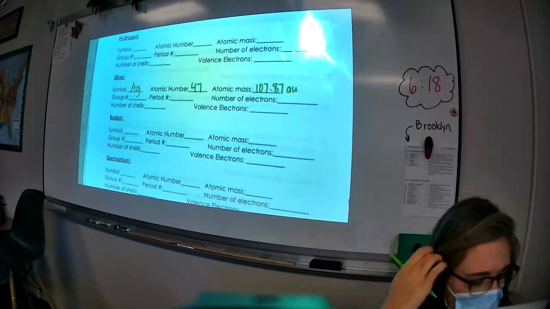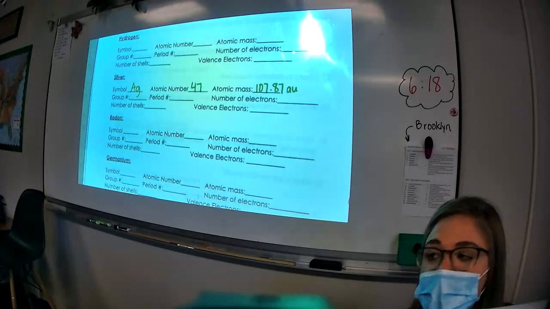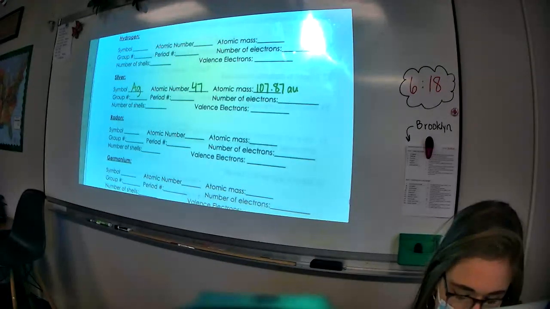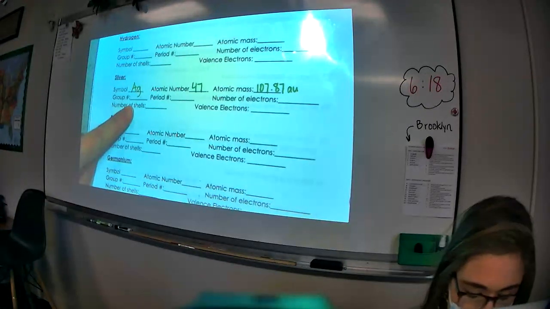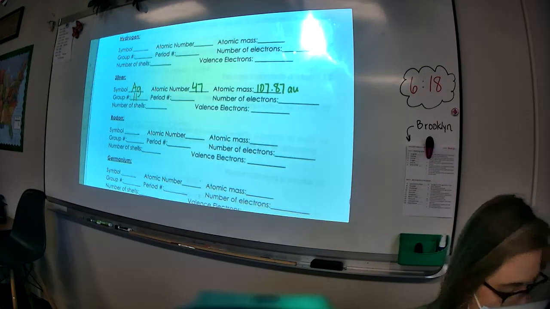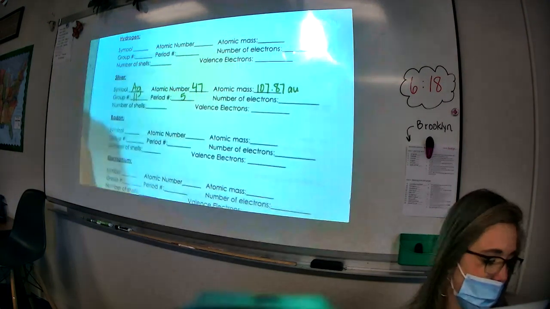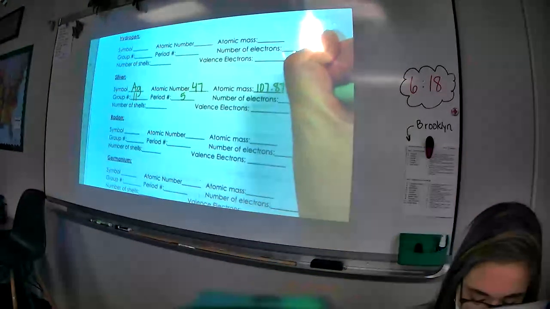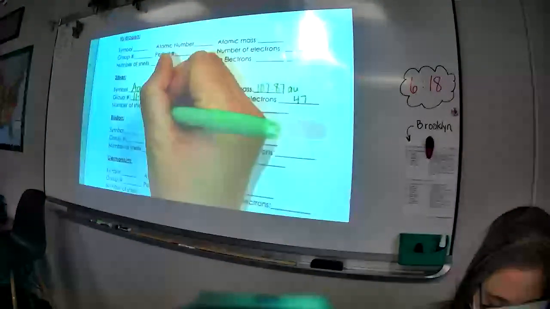Good. I'll go ahead and tell you, I was looking over my key from last year, and we wrote the units as AMU, which just means atomic mass units, just so you know. Okay? Group number for silver. Trinity? 11. Period number. Reagan? 5. Number of electrons total. Connor? 47. Number of shells. Ethan A? 5. It's the same as the period number.